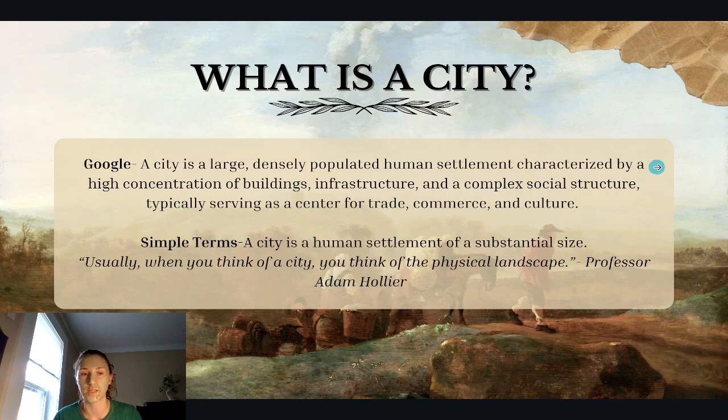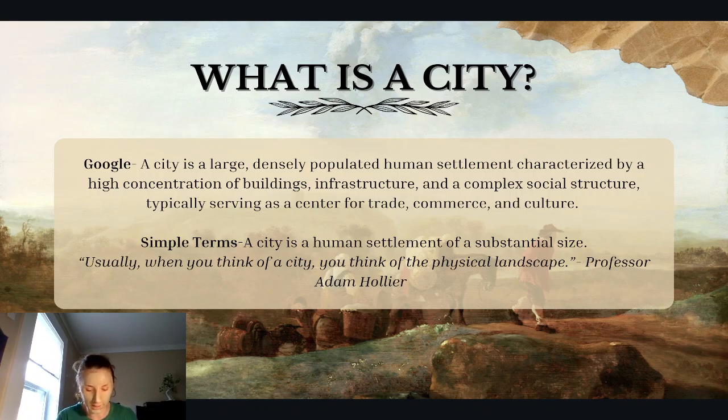What is a city? So, according to Google, a city is a densely populated human settlement characterized by high concentration of buildings, infrastructure, and a complex social structure, typically serving as the center of trade, commerce, and culture. In simple terms, a city is a human settlement of substantial size. A quote from the professor is usually when you think of a city, you think of the physical landscapes.